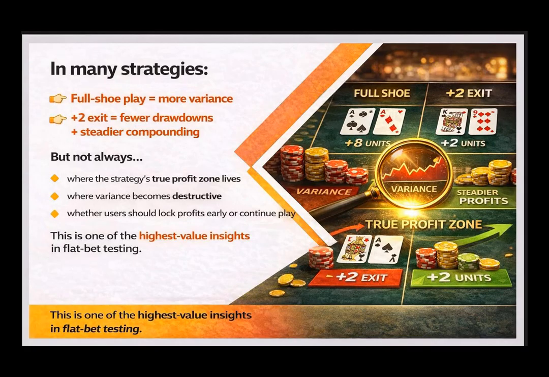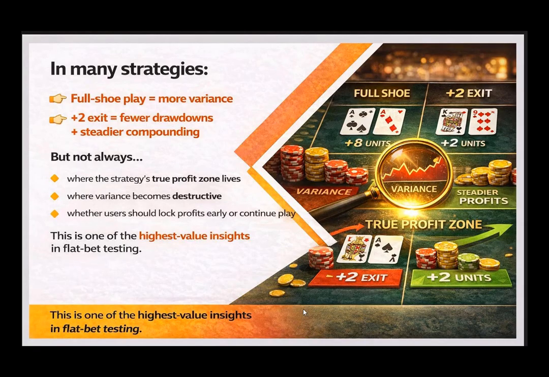All right, so let's continue. I'm almost done here, guys. I didn't mean to be this long. In many strategies, full shoe play equals more variance. Okay. 2 plus exit, fewer drawdowns, steadier compounding, but not always, as I mentioned. Where the strategy's true profit zone lives, where variance becomes destructive, where the users should lock profits early or continue to play. This is one of the highest value insights in flat betting.